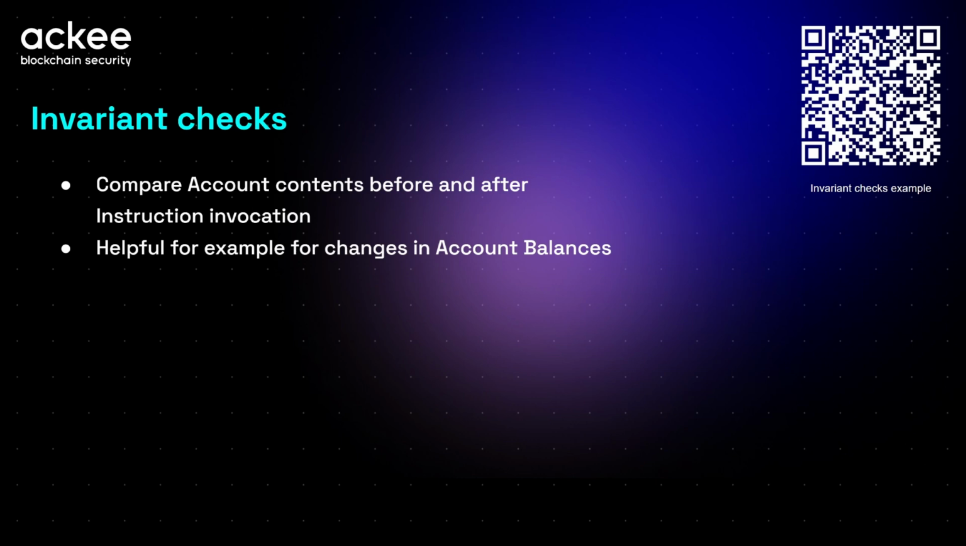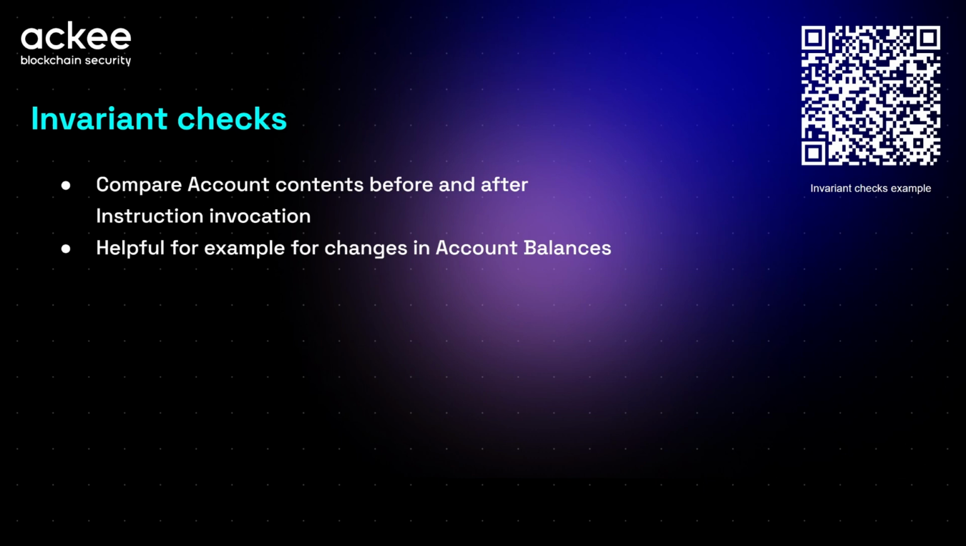Within this check function, you can compare the accounts that were involved in the instruction, and let's say the accounts were mutable. So you can compare the contents of the accounts before and after the instruction, and see if the behavior during the instruction was as expected. This can be particularly helpful, for example, for changes in account balances, so you can check if the account balance changed as expected.